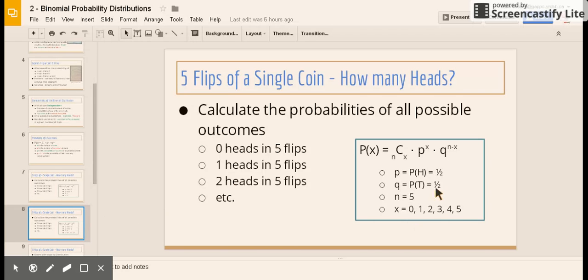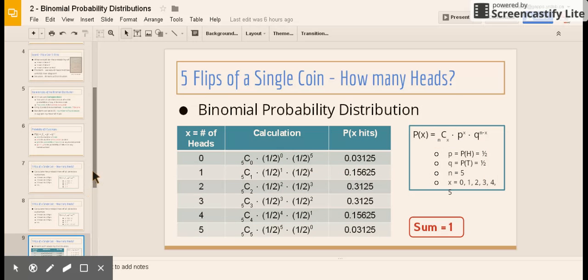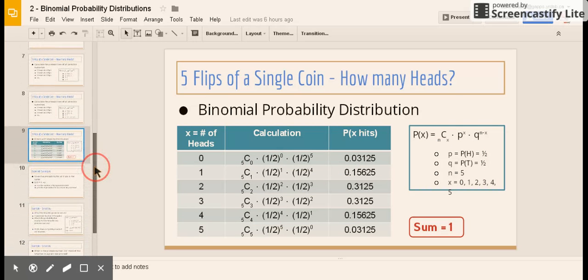So here we are. We can see I've got my values filled in: half, half, 5, and X ranges from 0 through to 5. And then we can put it in a chart form. X is my first column, 0 to 5. Here's my calculation, 5 choose 0, times a half to the power of 0 for 0 heads, times a half to the power of 5 for all my tails. And then as a decimal, you can see all these probabilities. And notice when I add up all these probabilities, I should get a sum of 1.